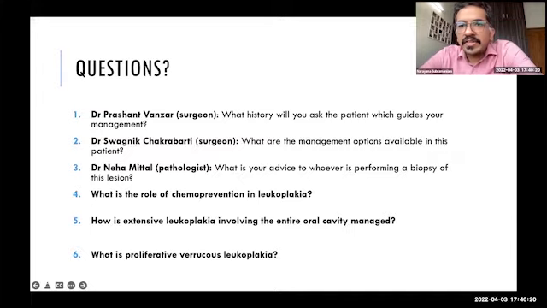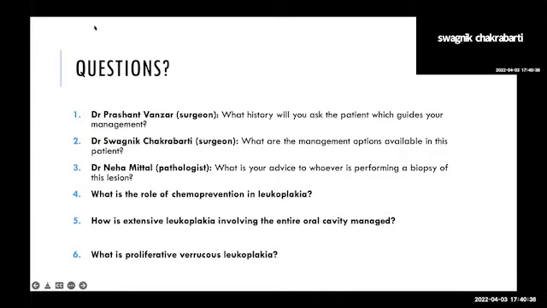So the next question is for anybody on the panel who wants to take it. What is the role of chemoprevention in leukoplakia? Anybody want to volunteer to answer that? There is no proven role of chemoprevention in leukoplakia.